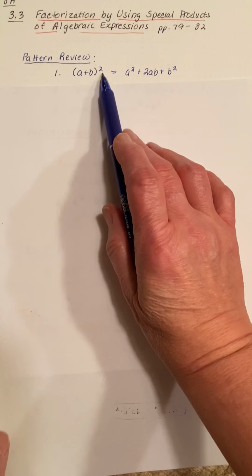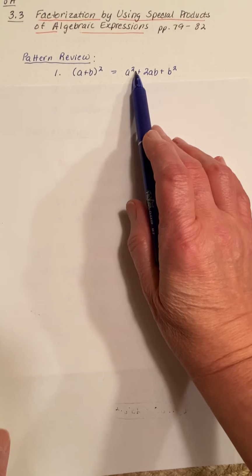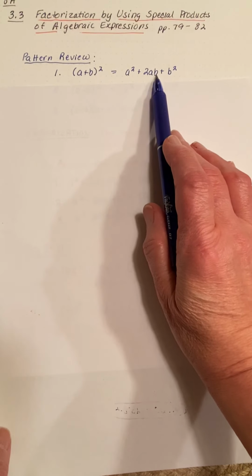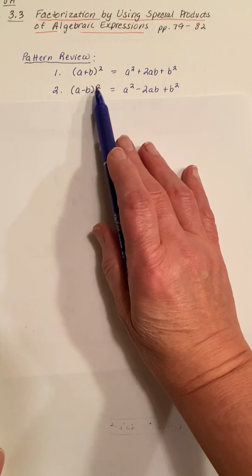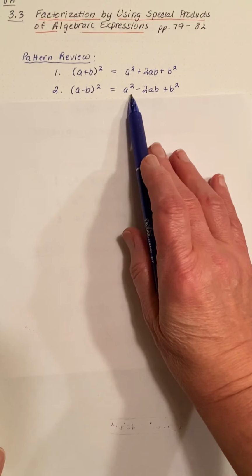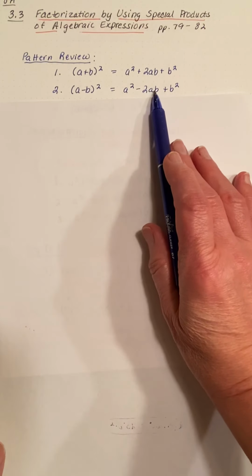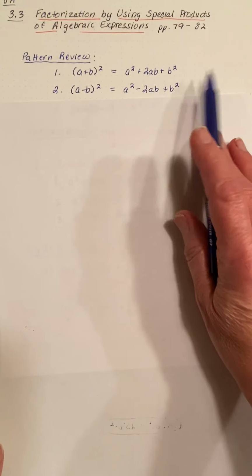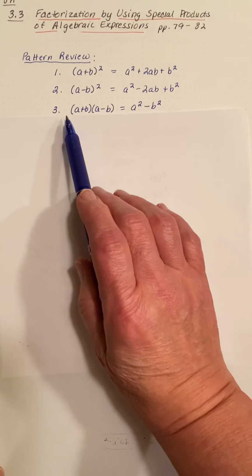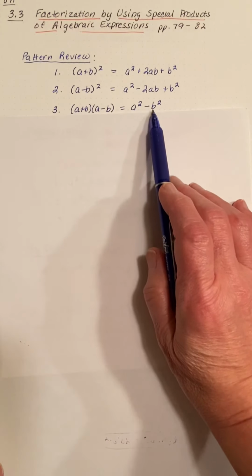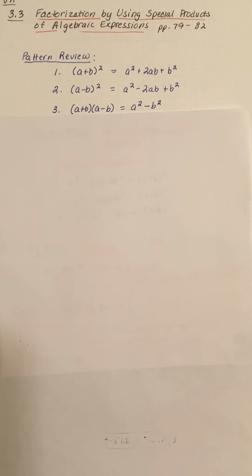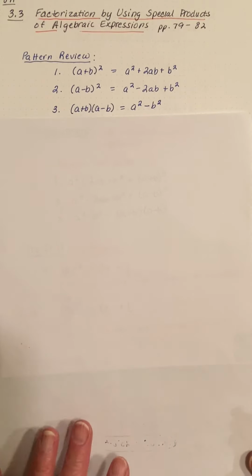So remember, (a plus b) squared is the same as a squared plus 2 times a times b plus b squared. The second pattern is (a minus b) squared. It's the same as a squared minus 2 times a times b plus b squared. And then we have (a plus b) times (a minus b), which is the same as a squared minus b squared. So using those three patterns, keeping those in mind, we are going to factorize some expressions.